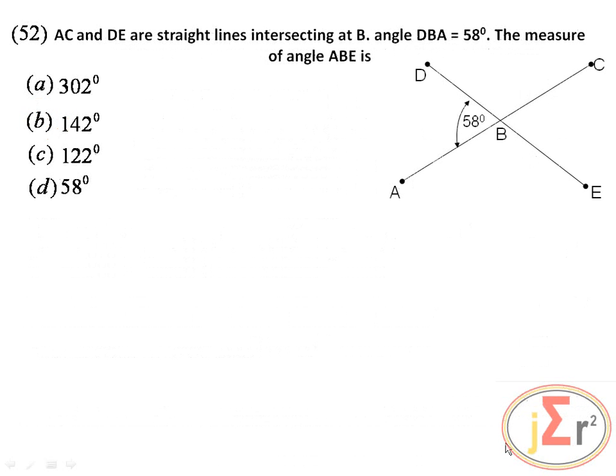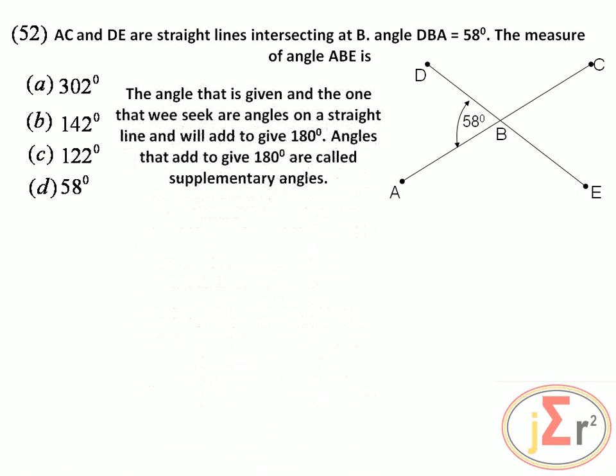AC and DE are straight lines intersecting at B. Angle DBA is equal to 58 degrees as shown right here. The measure of angle ABE, which is this one, that is the one that we are attempting to find, the angle ABE.